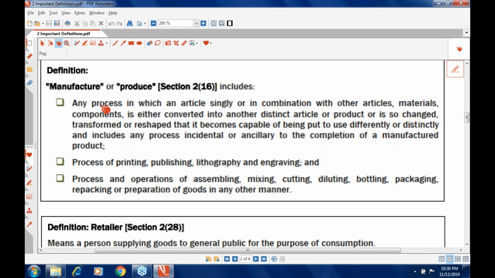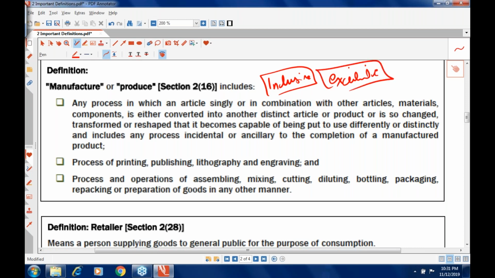Now, the first thing that you need to understand is whenever you are reading a law, there are actually two types of definition. One of them is called inclusive definition, and the other one is called exclusive definition. Now, what is this inclusive definition and what is this exclusive definition?